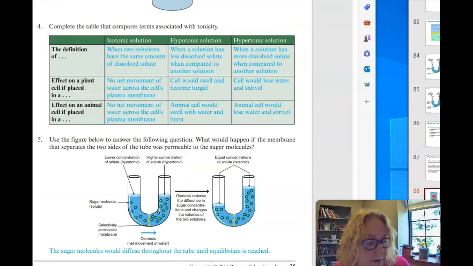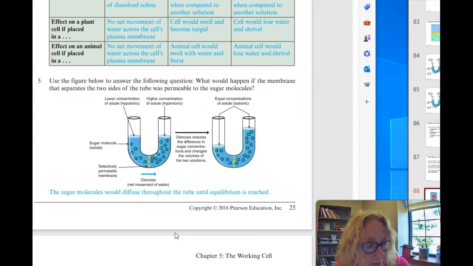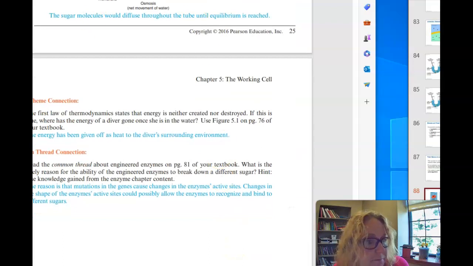Okay, so there again, the sugar molecules will diffuse through the tube until equilibrium is reached. If you didn't have a semipermeable membrane... if you have a semipermeable membrane, the water will move. So that's the answer to that one.